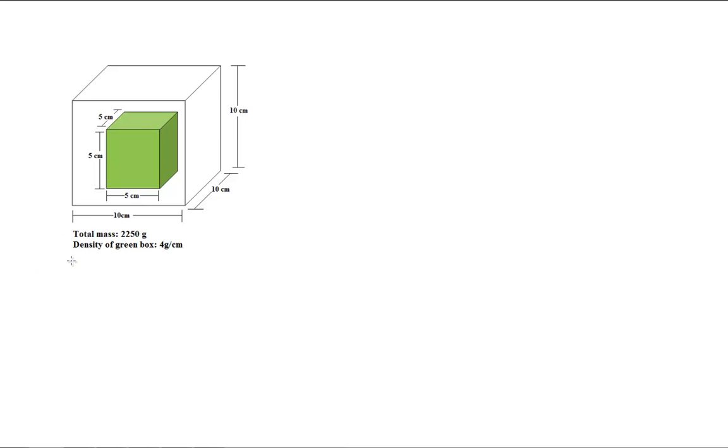So now we just have some questions to make sure that you've grasped these concepts of density. So the first question we have, as we can see here, we have a white box surrounding a green box. And what's given to you is the density of the green box, and the dimensions of the green box, and the dimensions of the white box, and the total mass of everything. So your job is to find the density of the white volume.